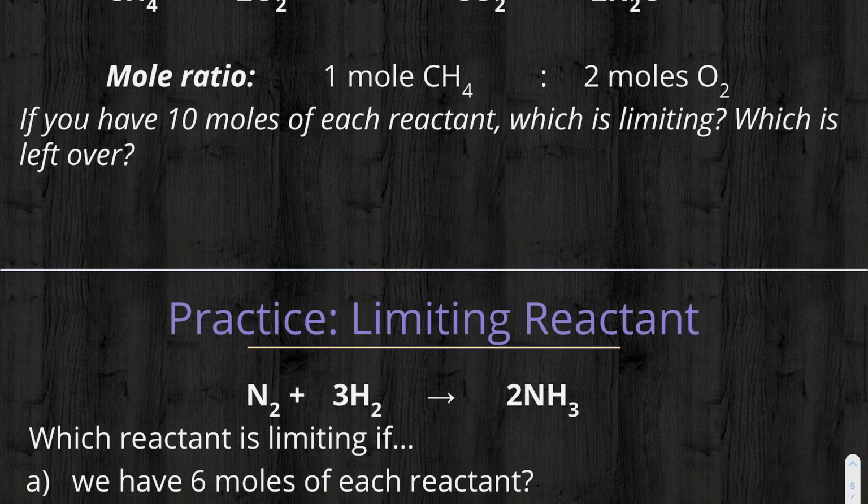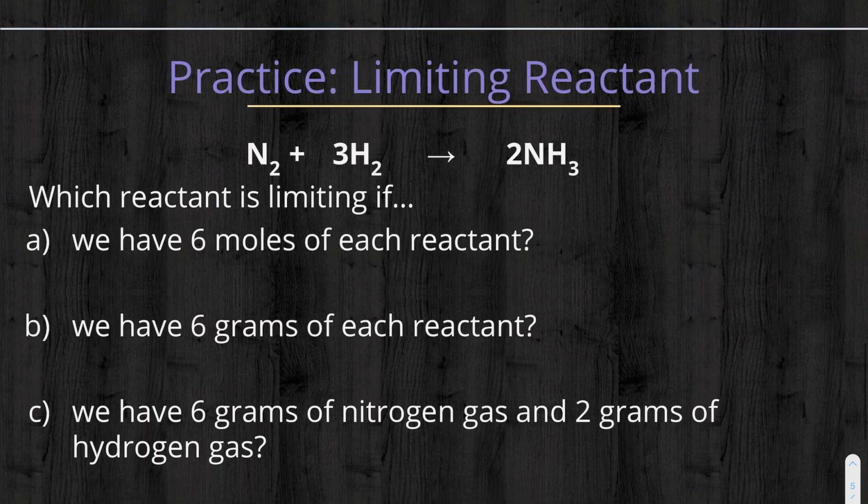Alright, so here is, you can pause and just do the problems yourself if you would like. I'm going to walk through them. Here we have an equation. It's the synthesis of ammonia using nitrogen gas and hydrogen gas. And the question every single time is which reactant is limiting.